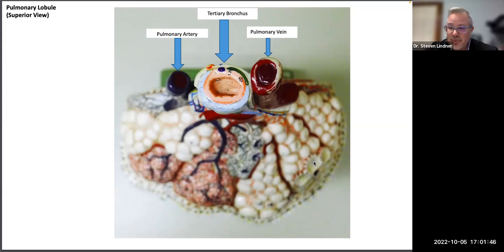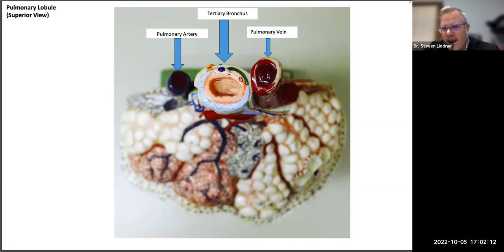Okay, so down in here, these are the alveoli, which is plural, or alveolus, which is singular. Here is the terminal bronchiole. This is what's bringing the oxygen in. Here's your pulmonary vein and pulmonary artery, and that's your bird's eye view looking straight down. Okay, here's your terminal bronchus.